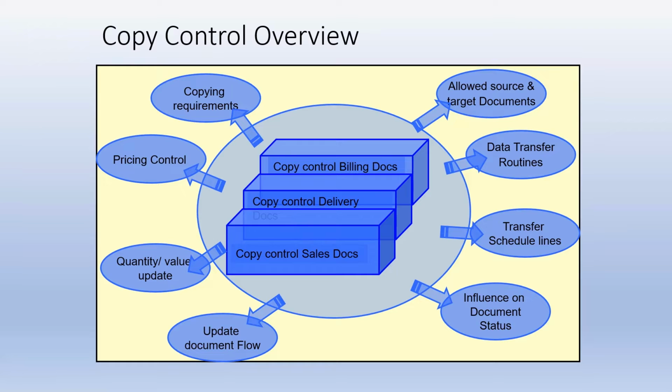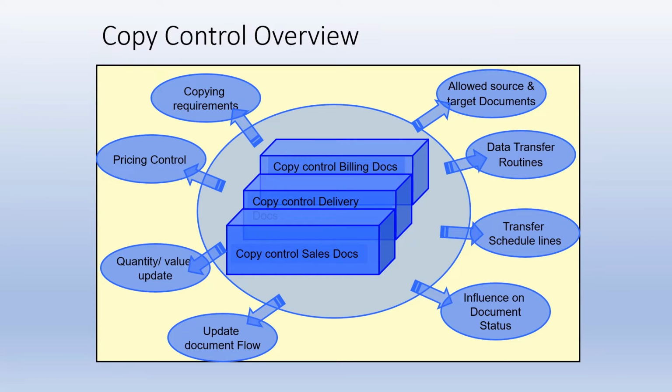Then pricing control. Pricing should be referenced from which document, that is controlled in pricing, quantity, value update. Document flow: if we uncheck here, then document flow will not show in the system and the VBFA table will not be updated. So this is your update document flow, influence on document status, schedule lines, data routines. Routines are also some conditions upon which this control will work.